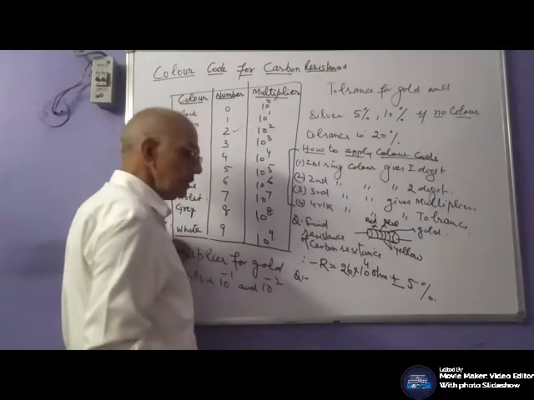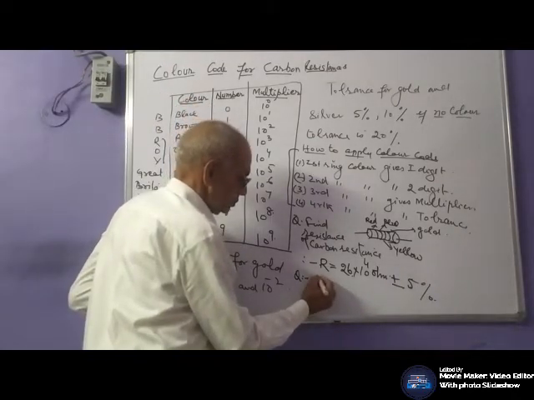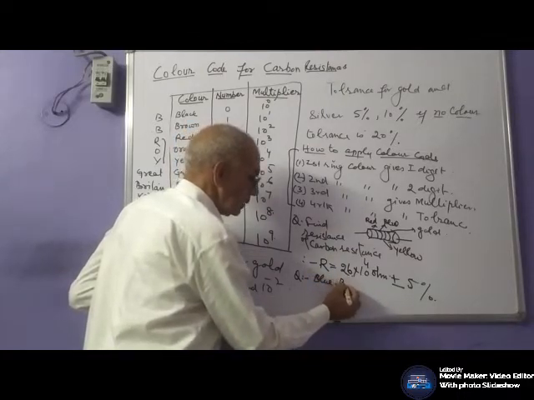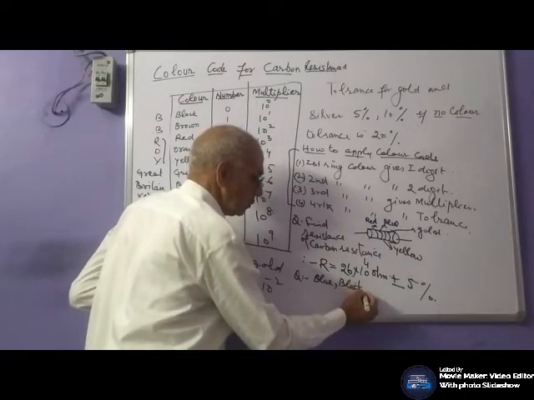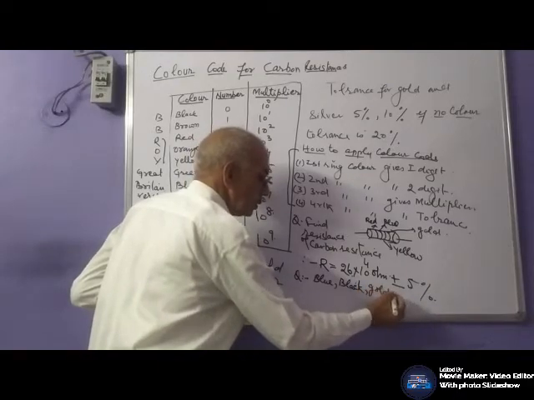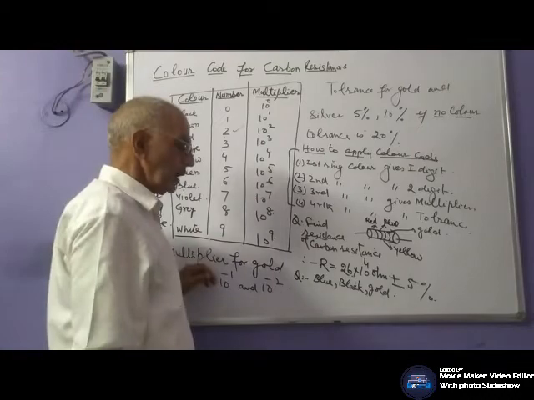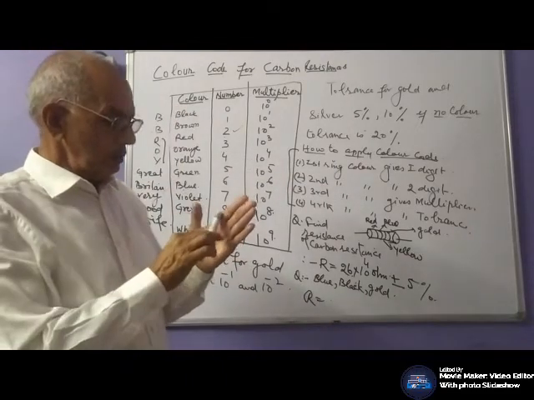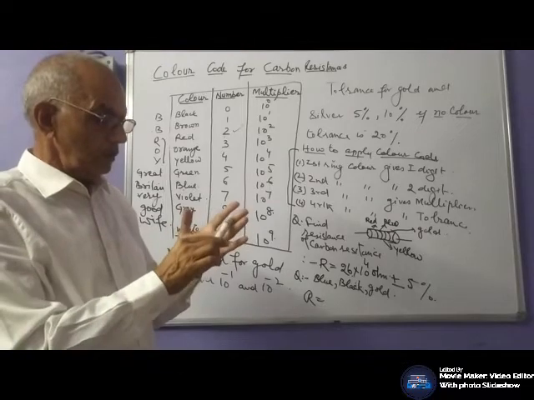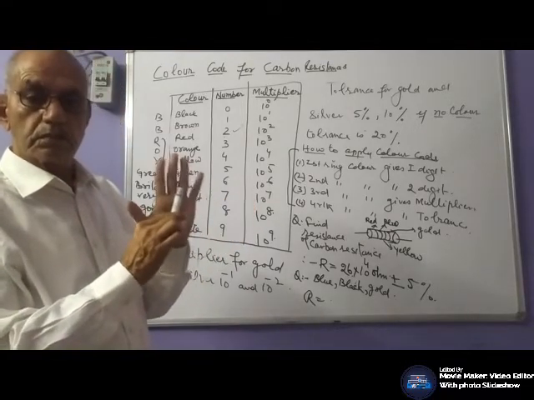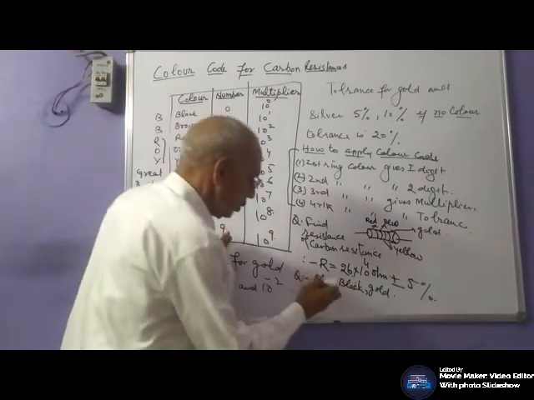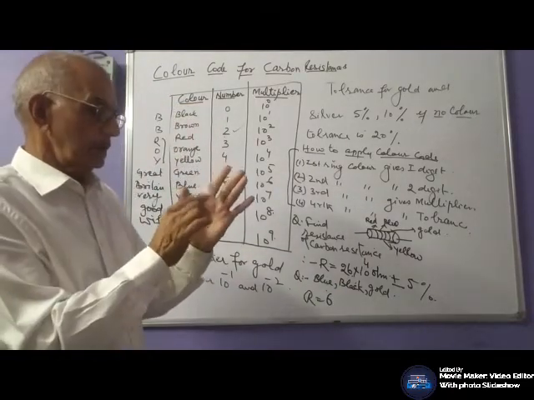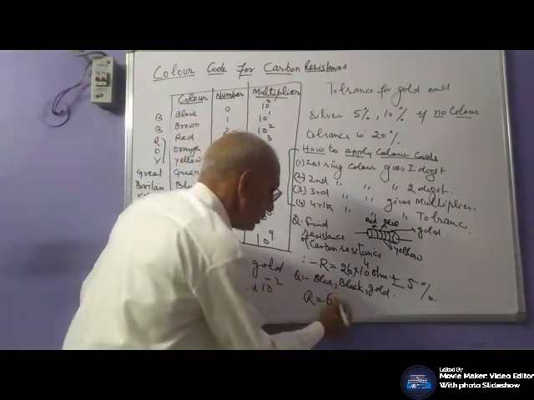Let us see one more example of rings. Blue, black, gold. Now 3 rings are there. R, blue. B, Roy, Great Britain. Seventh, starting from 0, is 6. Black is 0.